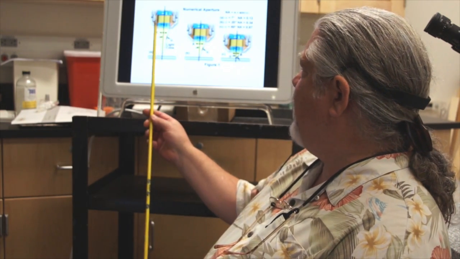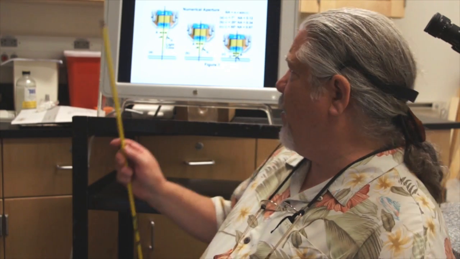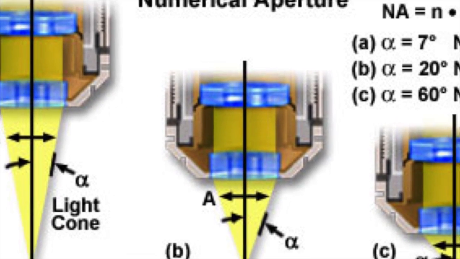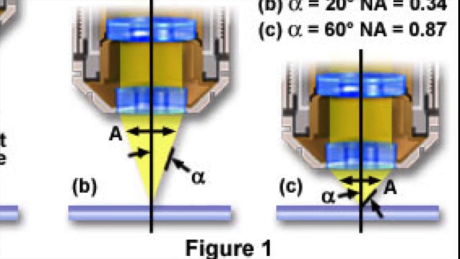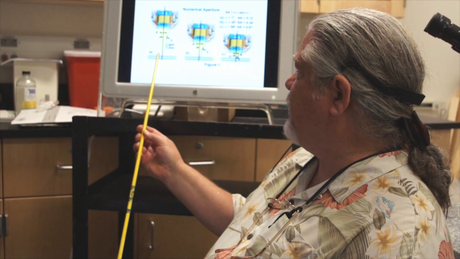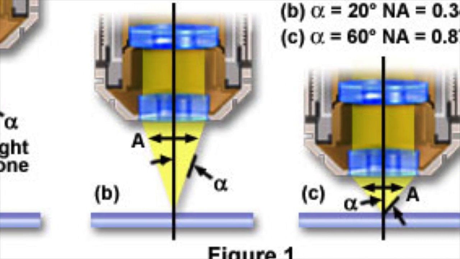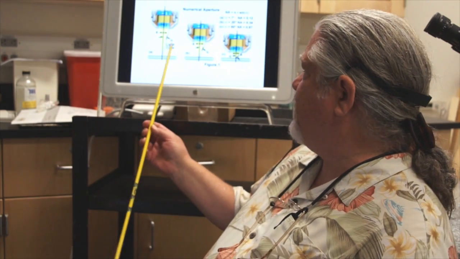You'll notice here that we have three different objectives displayed on the screen. These are all the same magnification objective, but they all have improving numerical aperture. Notice that as the numerical aperture of the objective improves, the working distance is decreased. So when you're working with a very high NA, high numerical aperture objective, your working distance is going to be markedly reduced.